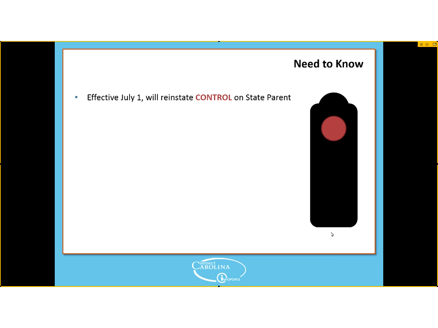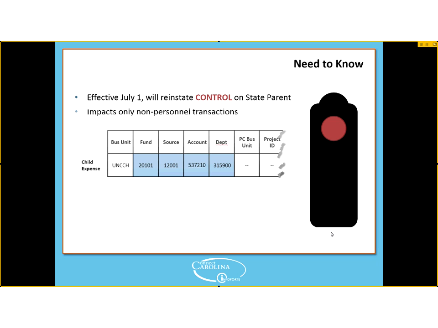Need to know. Everything else has been good to know. Now, this is something you need to know. Effective July 1st, we are going to reinstate control on state parents. So here's what this means. This is only impacting non-personnel transactions. People are still going to get paid. Calm down out there. I hear what you're saying. Your professors in all their glory will still get their paychecks. Everybody's still going to get paid.